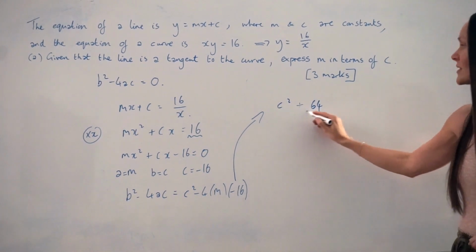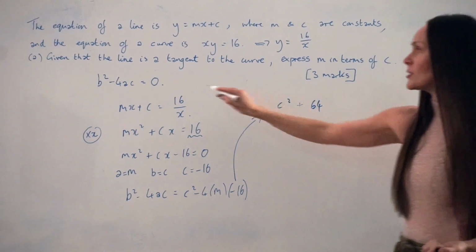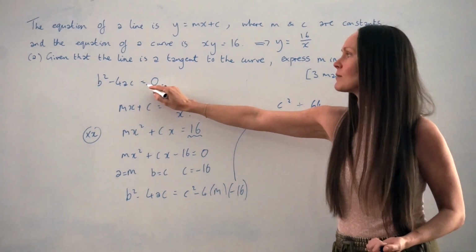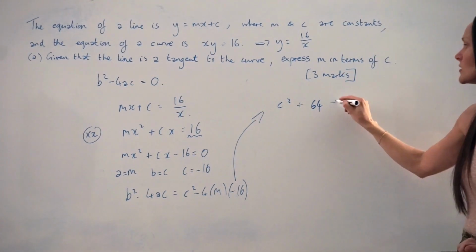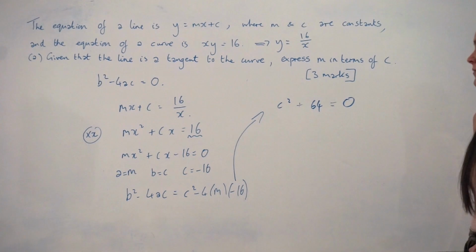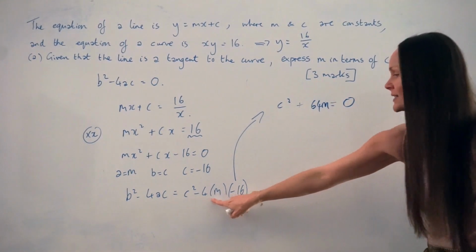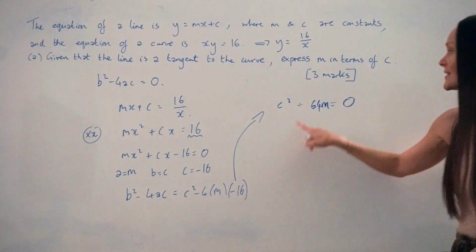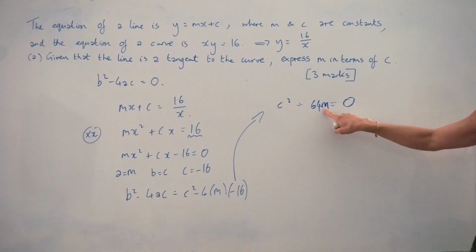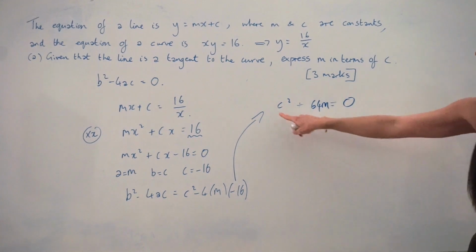Okay, so this is the discriminant. And remember we said at the beginning, this has to equal 0 because the line is a tangent. Now, I feel like I missed something. Oh yes, I forgot to write down the n here. Remember, it was negative 4n times negative 16, which is positive 64m. I forgot to write down n. Okay, so this is our discriminant.